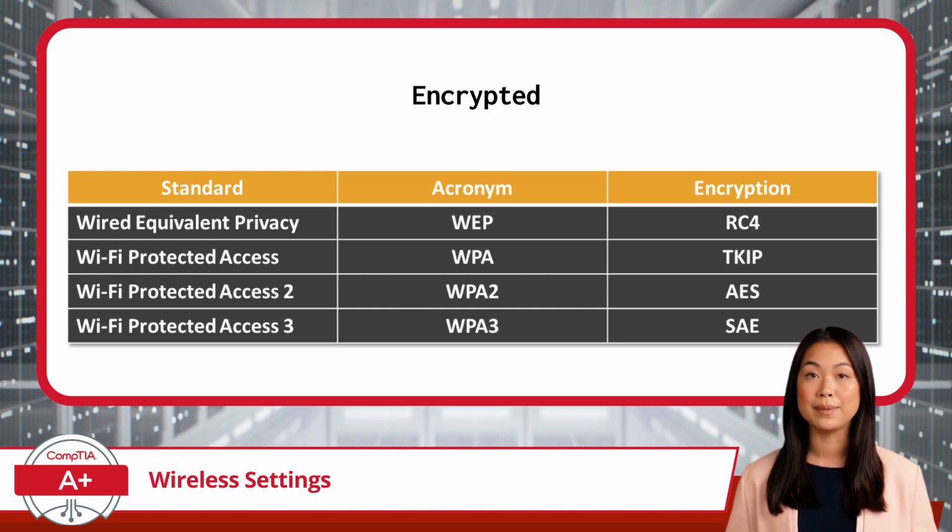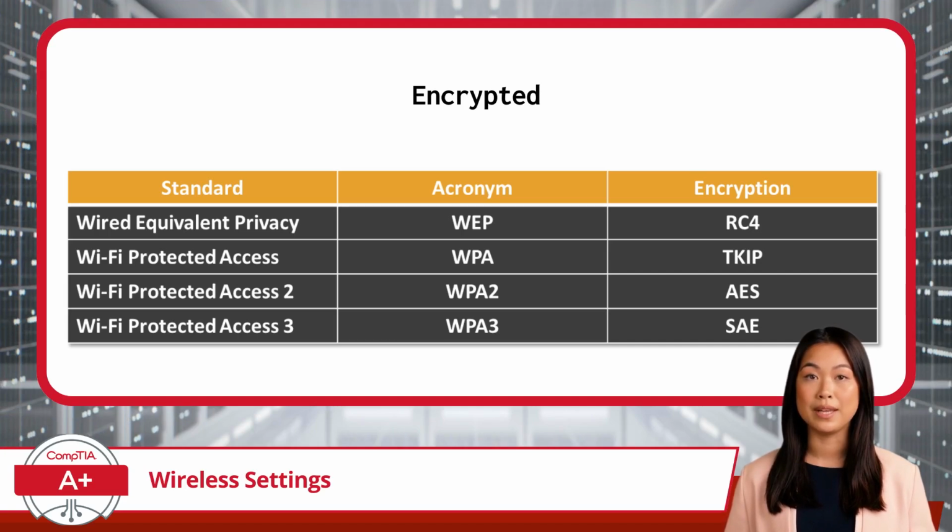Next, we have WPA, or Wi-Fi Protected Access. WPA was an improvement over WEP and offered better security. It used a more robust encryption mechanism known as TKIP. This made it a bit harder for attackers to break into your network. However, like WEP, WPA is also considered outdated and not the best choice for modern Wi-Fi security.